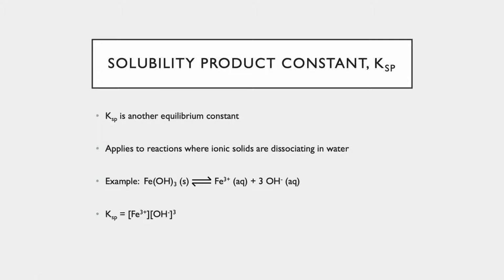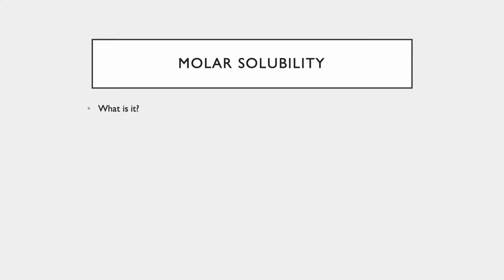Now, the other term that we'll often hear with KSP is something called molar solubility. So to go over what that is, it's typically the solubility of an ionic salt measured in just units of moles per liter. So it's how many moles of that ionic compound will dissolve in 1 liter of water. And we can actually calculate this using KSP. Typically you're given one or the other, but they are not the same thing.